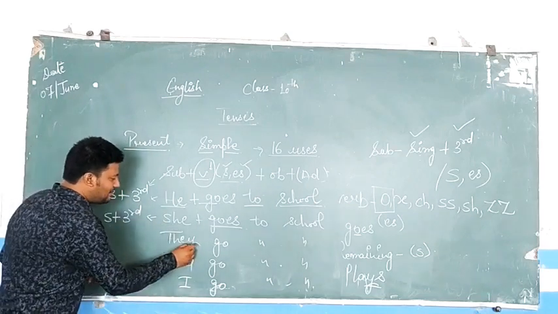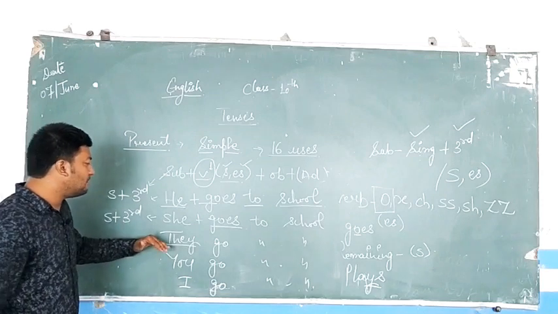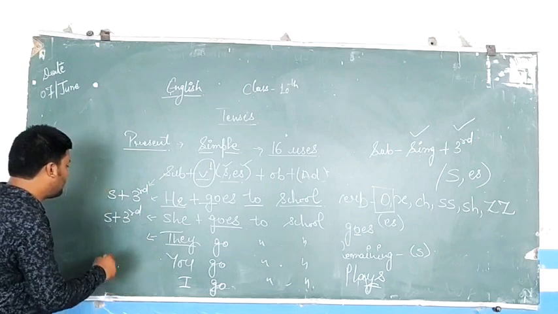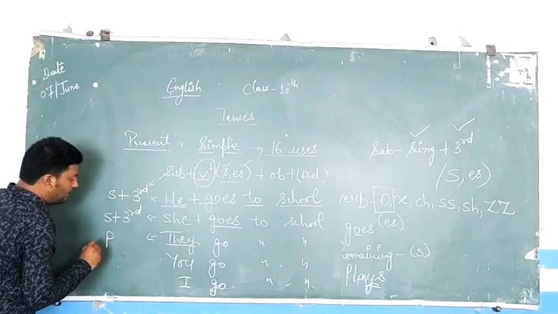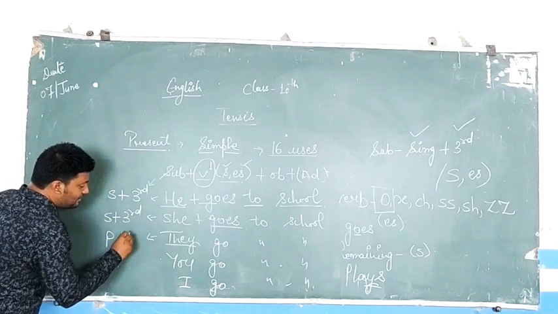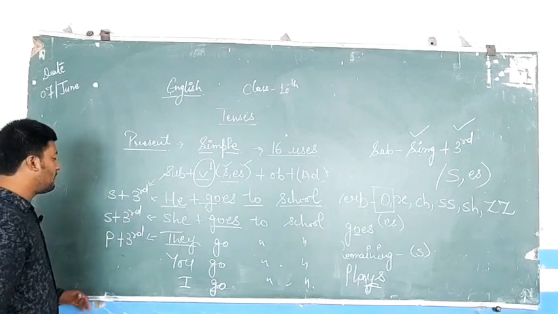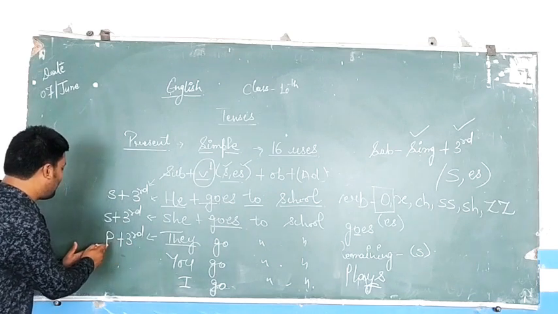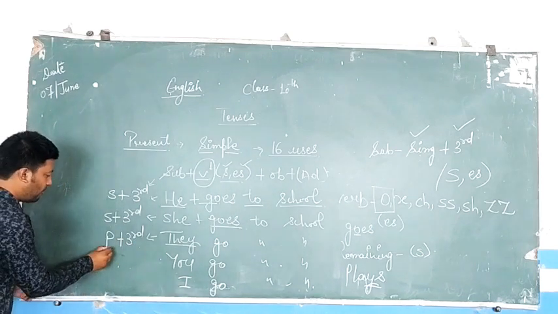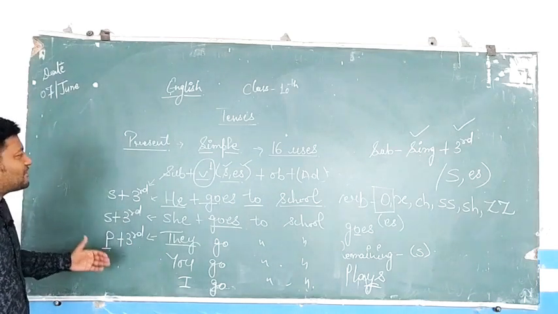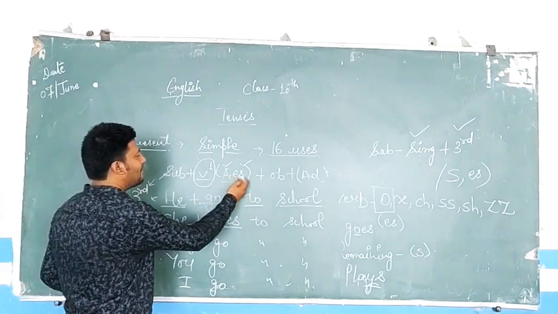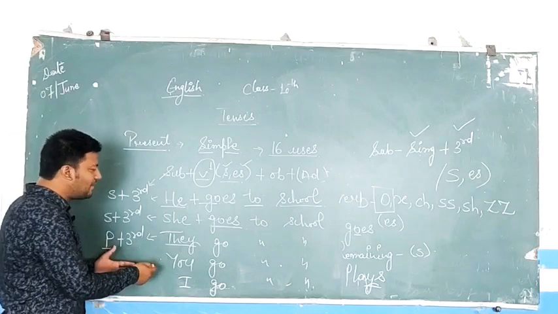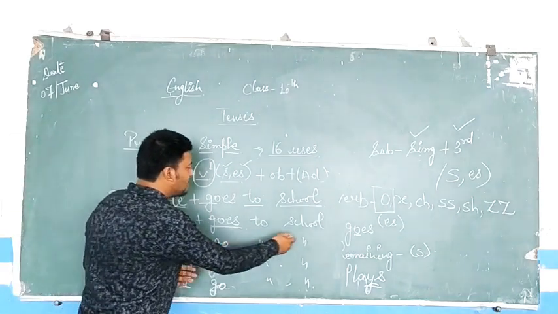Now here in the third sentence, they is written. They is singular? No, it is plural, but it is third person. One condition is there, but another one is not here, plural. So I will not use either s or es. I will not use anything here, and simply I will write they go to school.